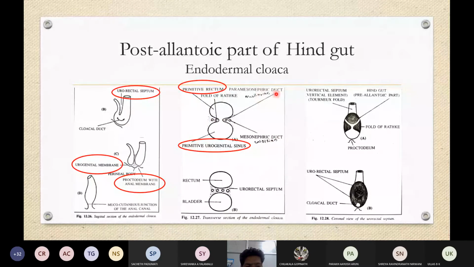Do you know about these mesonephric and paramesonephric ducts? What are these? Any idea? Does anybody know? Can anybody respond? No, sir. No idea. Okay.